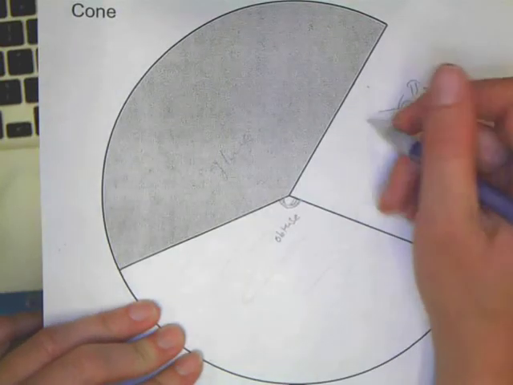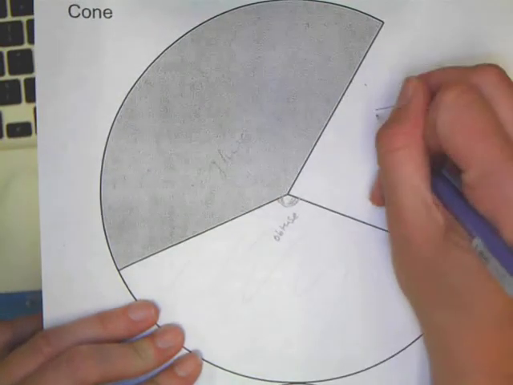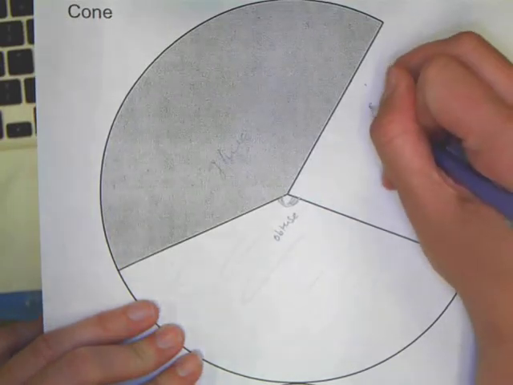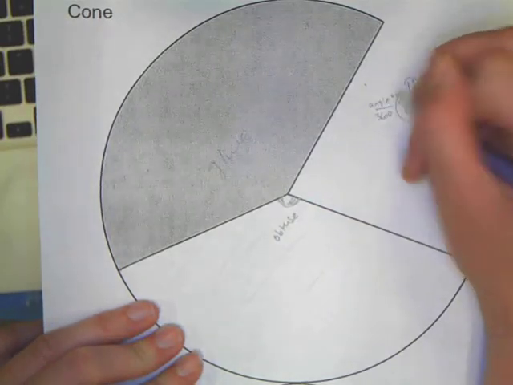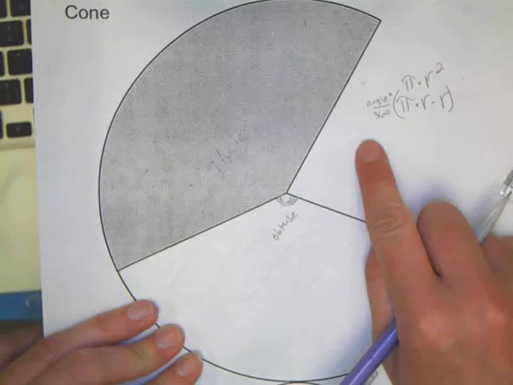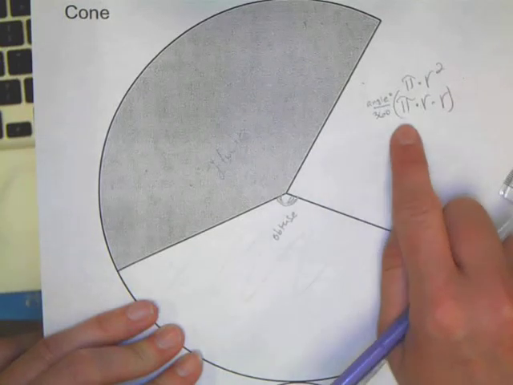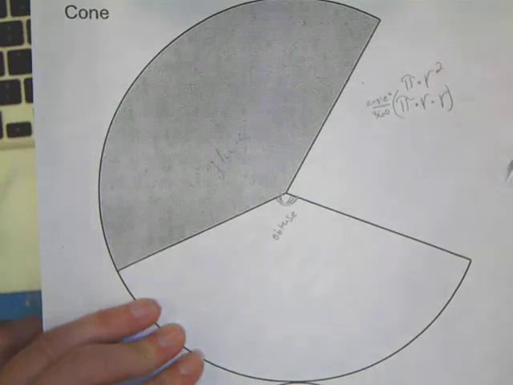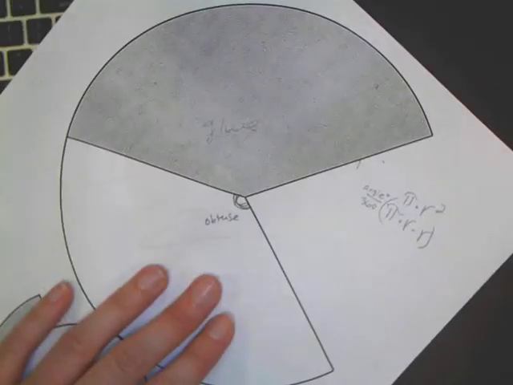And I know that I'm looking for some degrees. Now a whole circle is 360 degrees. So I'm going to take whatever my angle measure is here, and that will tell me angle measure over 360 times the pi r squared. That will tell me what I need to find.